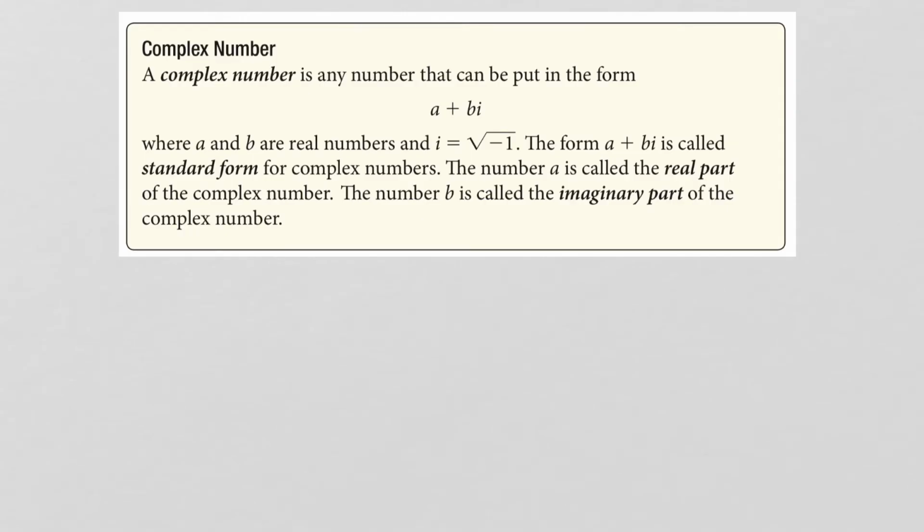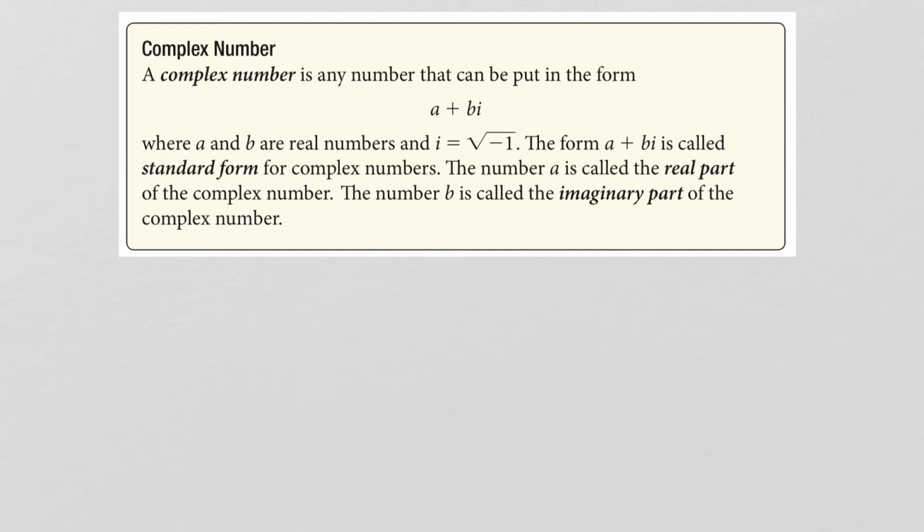Now let's define complex numbers. A complex number is any number that can be put into the form a plus b times i, where a and b are real numbers and i is the square root of negative 1. When a number is written in this form, it is called the standard form for that complex number. The number a is what we call the real part of the complex number, and the number b is called the imaginary part of the complex number.